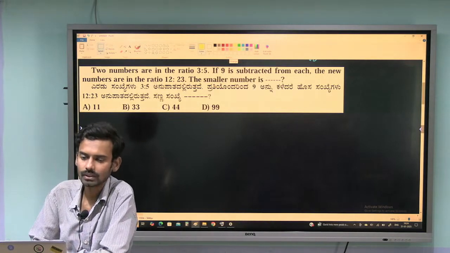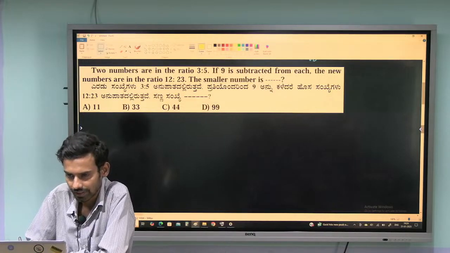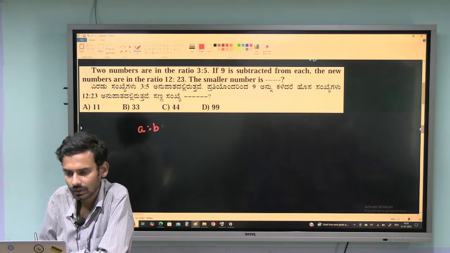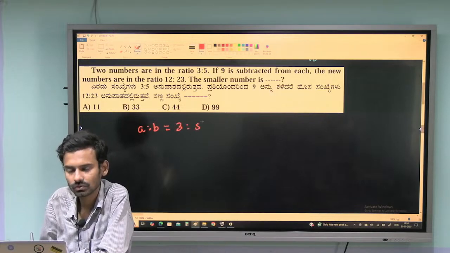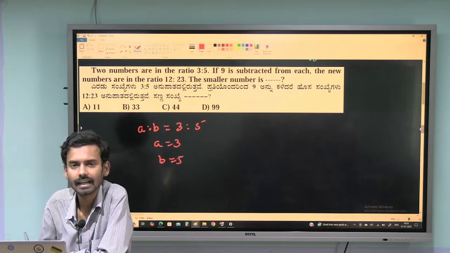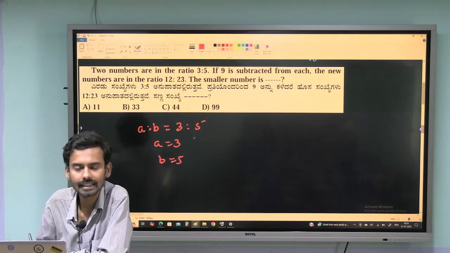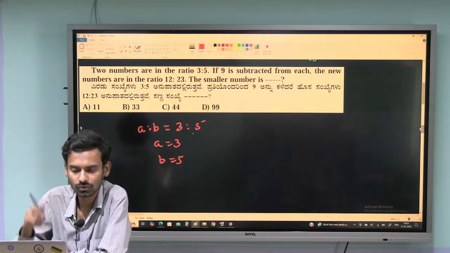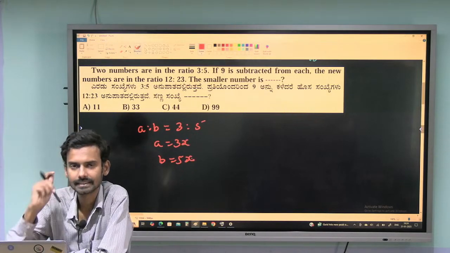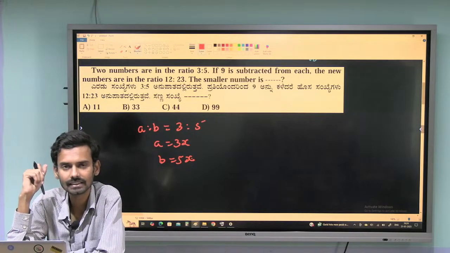So what is the question saying? Two numbers are in the ratio 3 is to 5. So let me take two numbers as A and B. A is to B value, that is the ratio, is given to me as 3 is to 5. Now A is equal to 3, B is equal to 5. As I said in the introduction, you can't directly take A is equal to 3 and B is equal to 5. So I will be taking A is equal to 3x and B is equal to 5x, where x is the common multiplier.